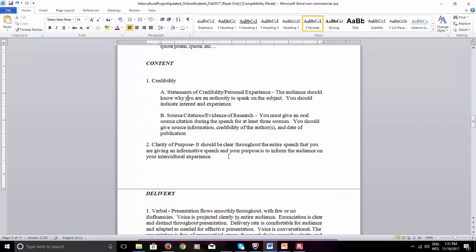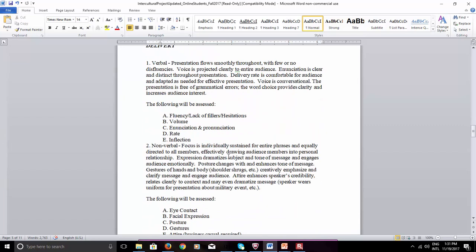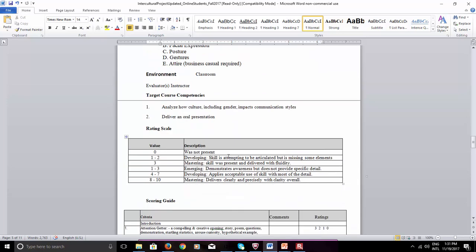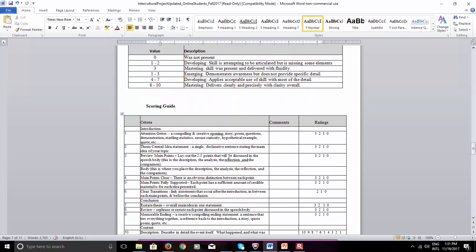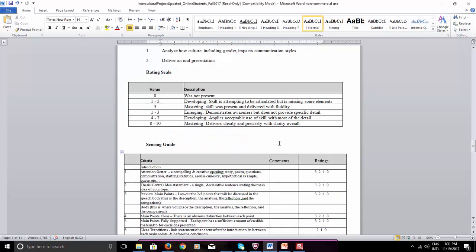We talked about personal statements of credibility. We also talked about delivery last week. So if we look at the rating scale, it's a simple developing, mastering, emerging, developing, and mastering. So if nothing was there, it's a 0. It wasn't present. For sections that are worth 3 points, it's mastering and developing right here. For points that are worth 10, it's mastering, developing, and emerging, or was not present.